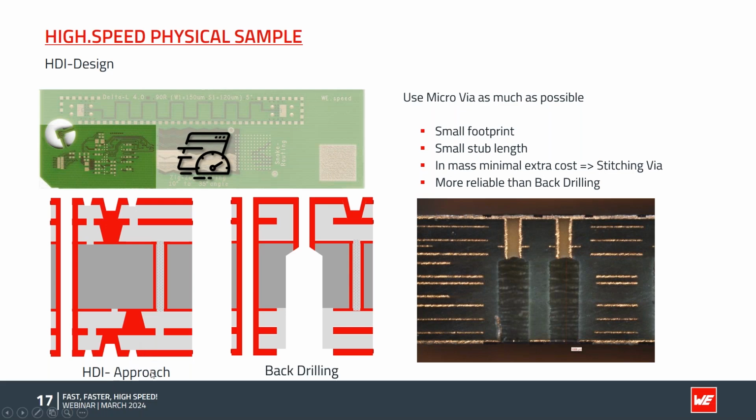So here an HDI approach is sometimes beneficial. It has a smaller footprint. You can route the signals very fast, and it's more reliable than back drilling. Also, an additional point, if you already have microvias present in your design, if you add more microvias, it will not increase the costs as much as if you, for example, use a lot of through holes. So if you already have microvias present in your design, you can use them as stitching vias to shield your signal lines.